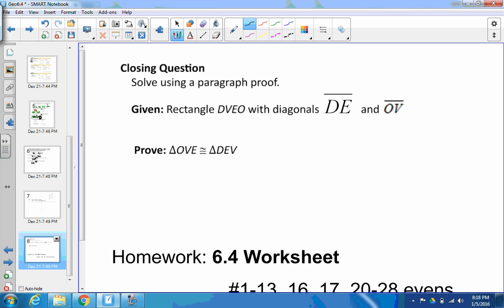I'd like you to skip to the closing question and try solving this paragraph proof. It says rectangle DVEO with diagonals DE and OV. That's what we're given. We're trying to prove that triangle OVE is congruent to triangle DEV. So use what you know about parallelograms, rectangles, and diagonals of these things, also about triangles, to try to solve that proof.